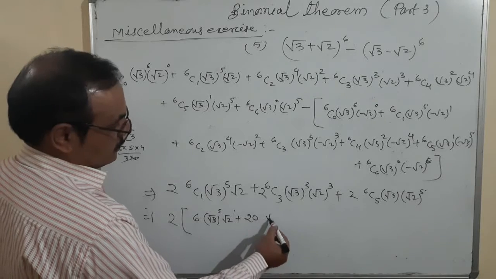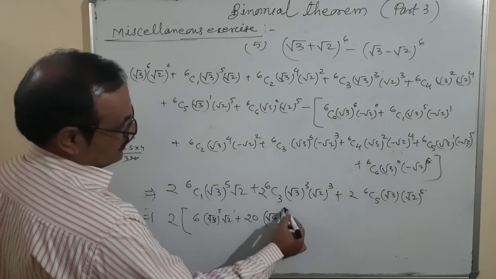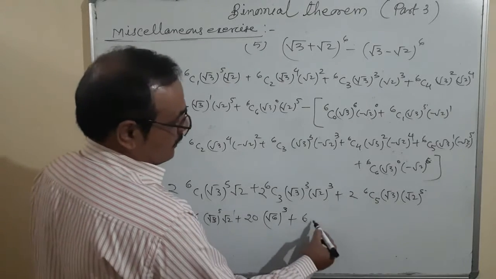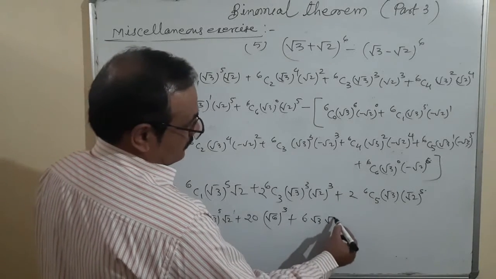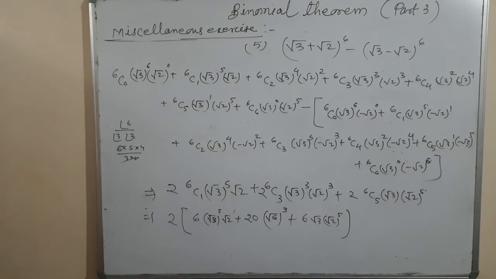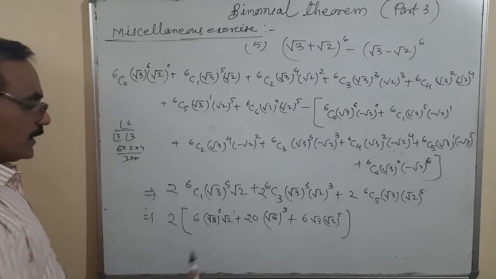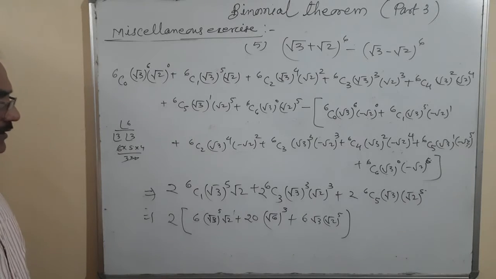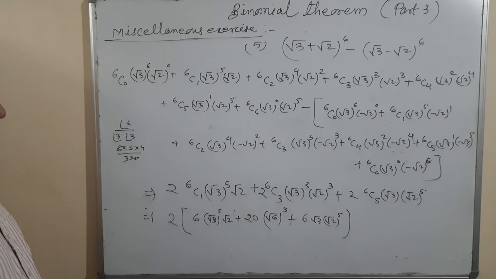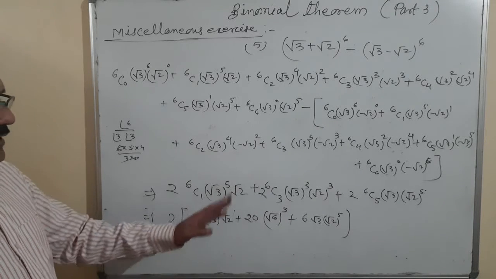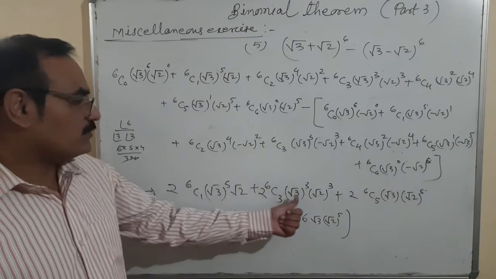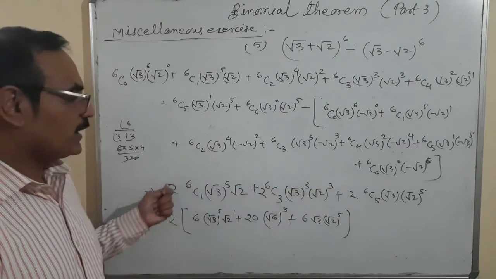So may I write here plus 6C5, that is 6, root 3 and (root 2)^5. Okay, so this can be done in it. Simply we'll take 2 more common, and in the others nothing can be done. This could be the answer of it. By the way, (root 3)^5, (root 3)^3 and root 3, root 3 can be taken common.